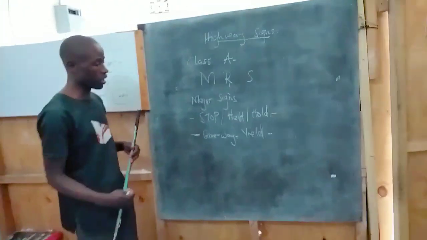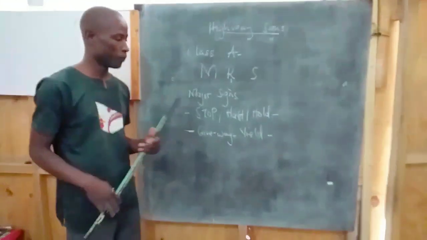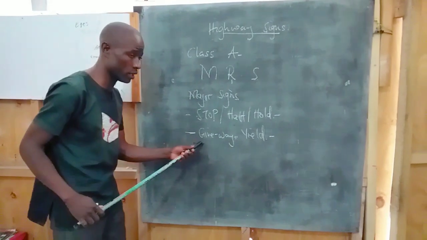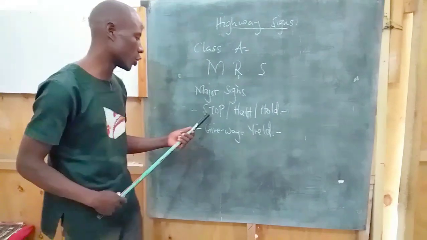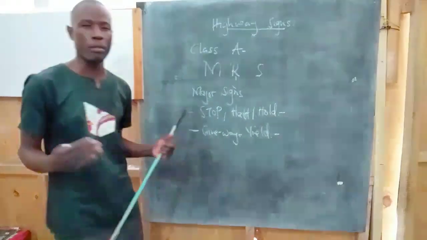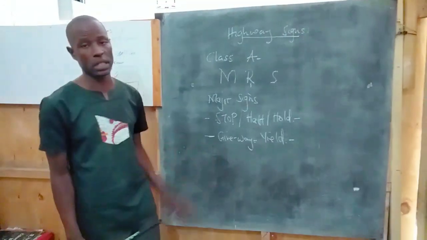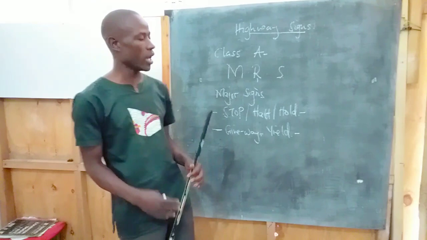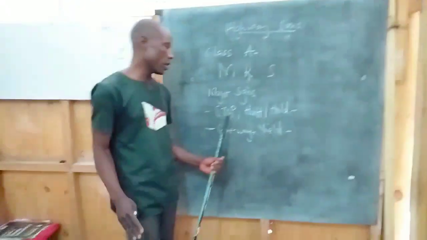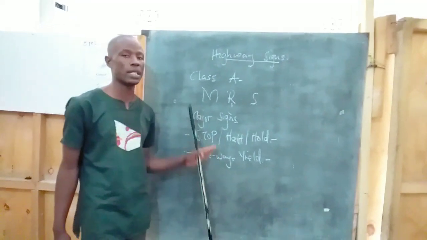Somebody can ask you, can you mention two major road signs? It is a stop sign and a give way sign. Mention any two major road signs in Nairobi: stop sign, give way sign. In Mombasa, stop sign, give way sign. In any place, anywhere, that is stop sign and give way sign. So those are the two major signs.